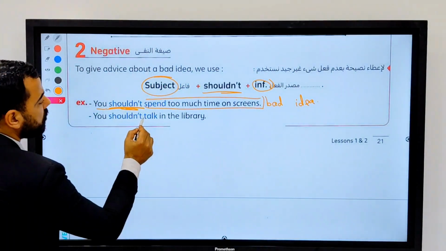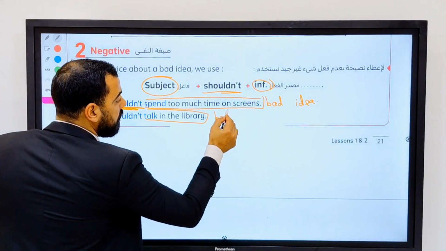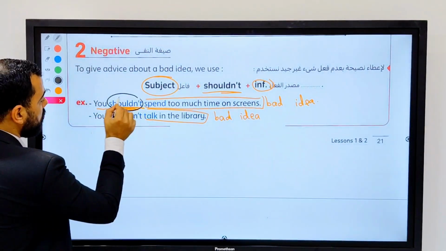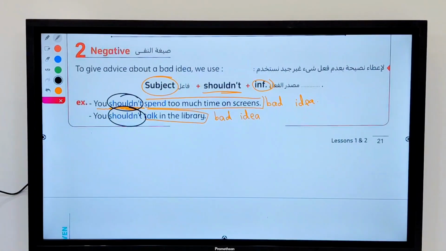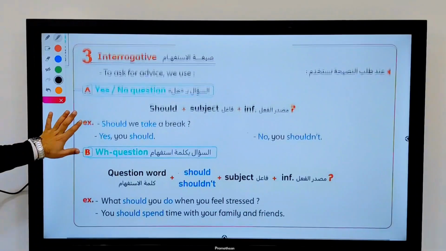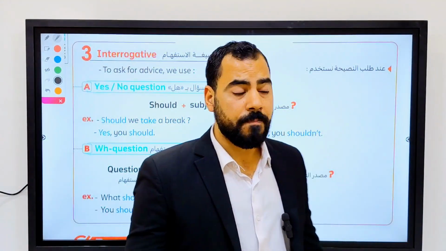Okay, you shouldn't talk in the library. So talking in the library is a bad idea. So you have to use shouldn't. Now let's move to the interrogative. How to make a question using should.